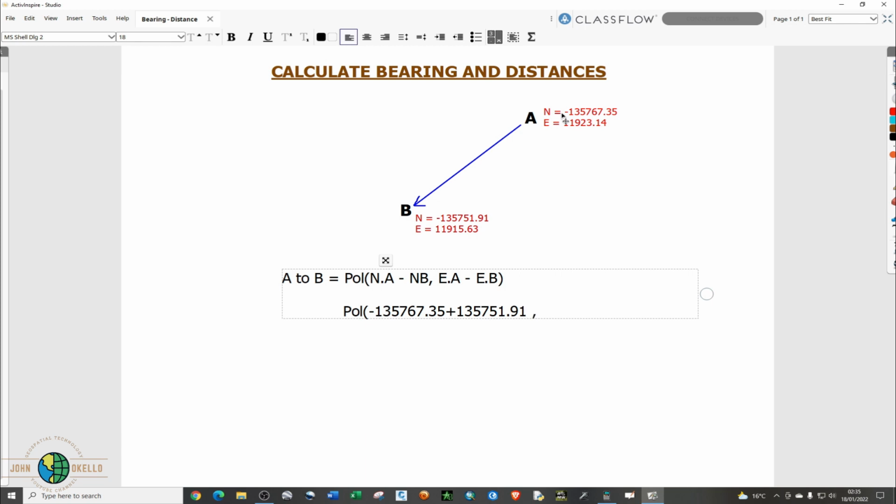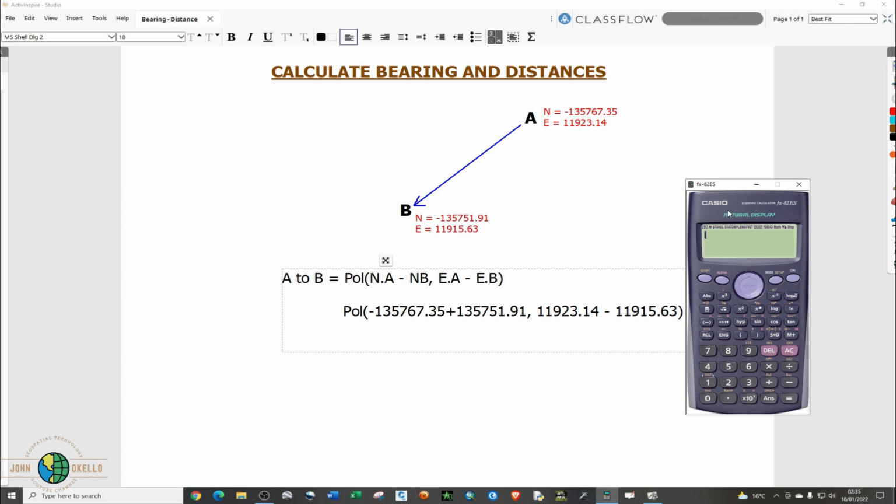Then, this thing, the easting of A is 13.14, minus the easting of B, 5.63. So let me make some space there. So I pull my calculator from.